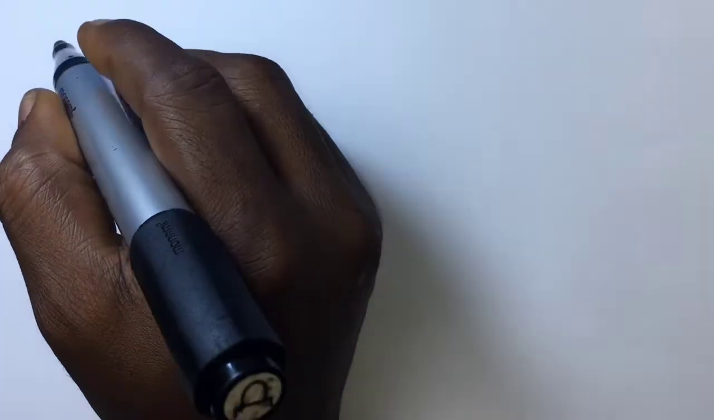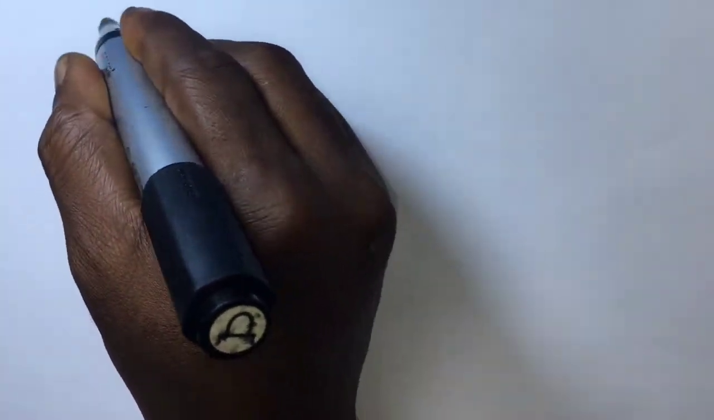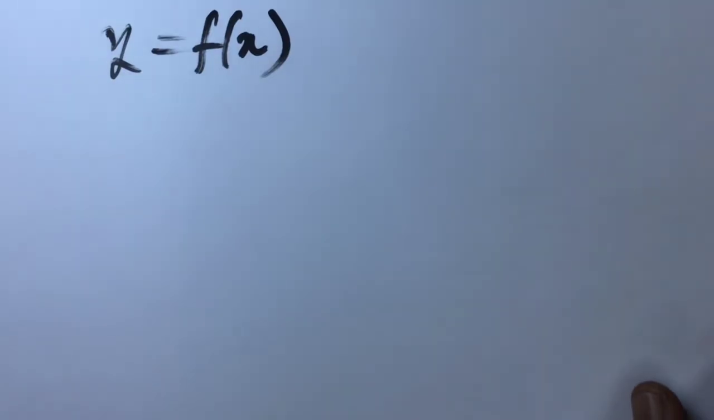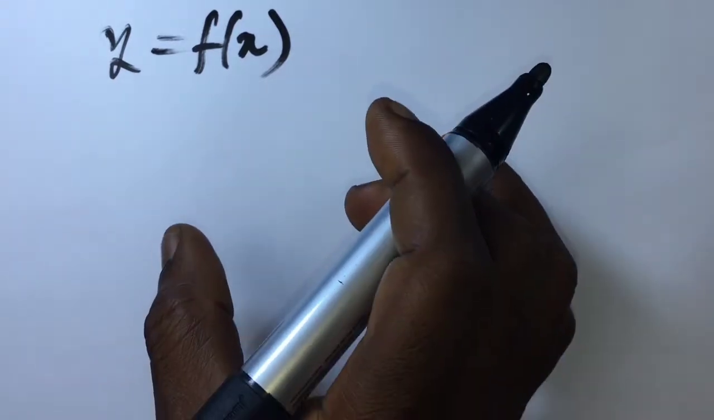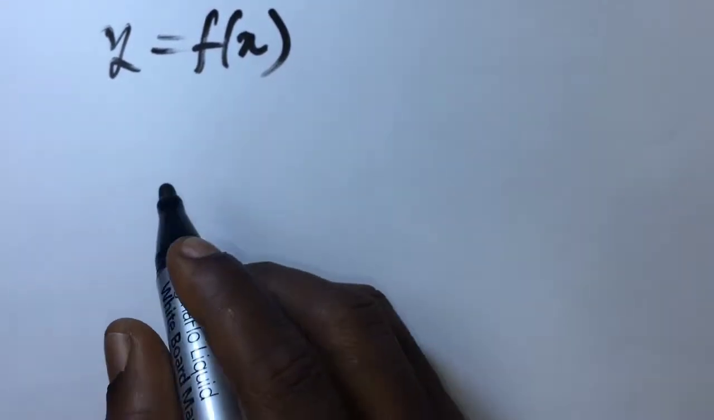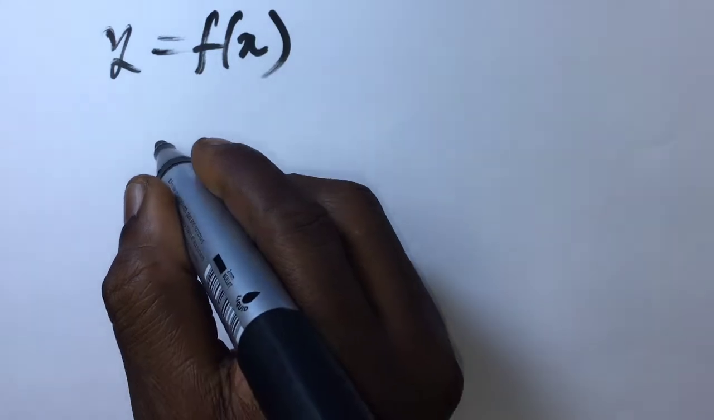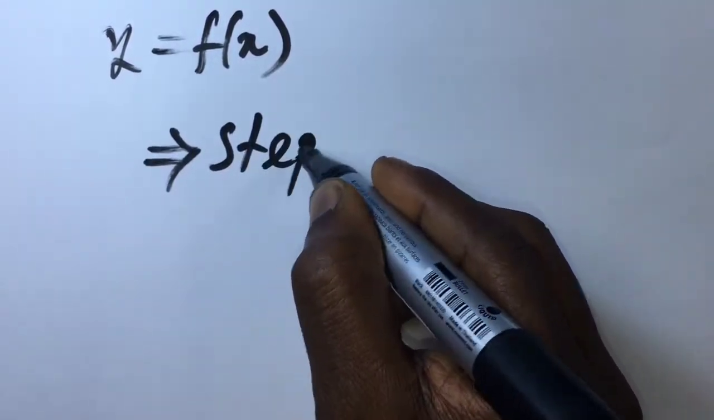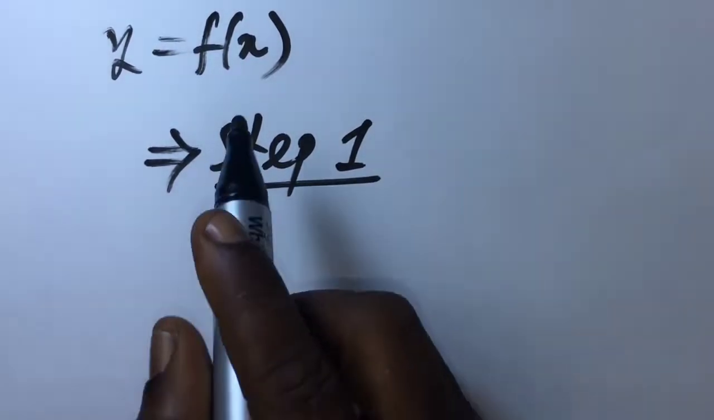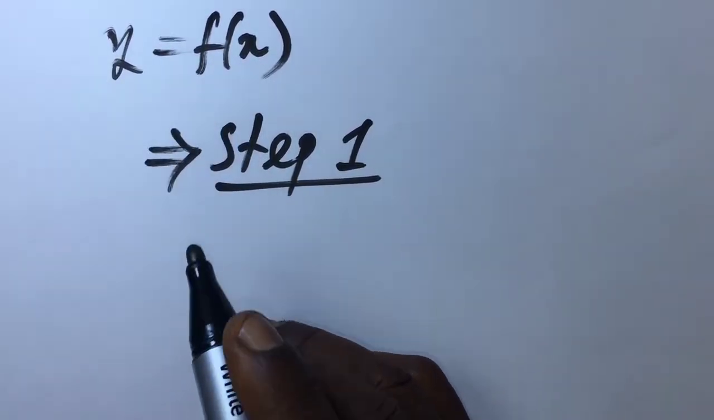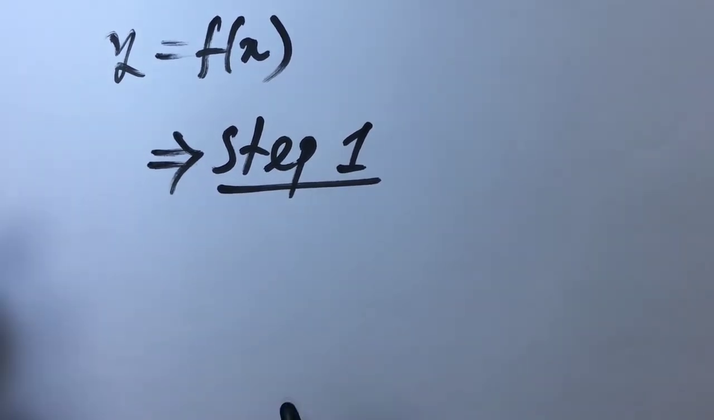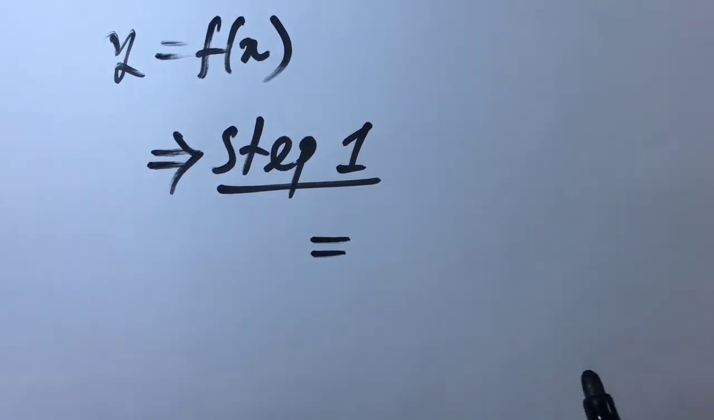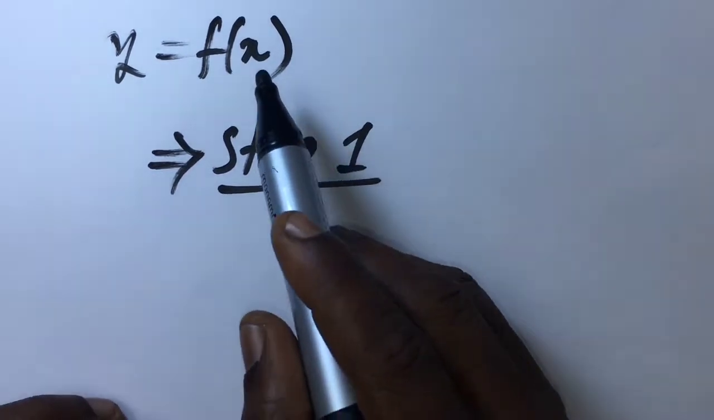Now, if given a function y equals f of x whose derivative is sought using the first principle of differentiation, what you are going to do is to start with step 1. For you to obtain the derivative of this function y equals f of x using the first principle of differentiation, step 1 would require you to increase the argument x by an infinitesimal change in x.